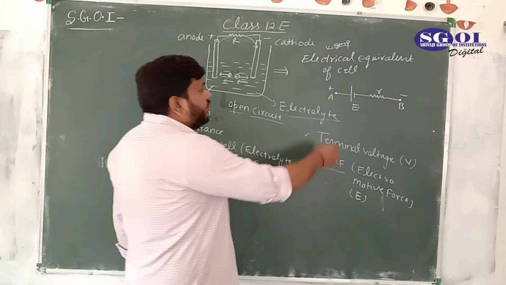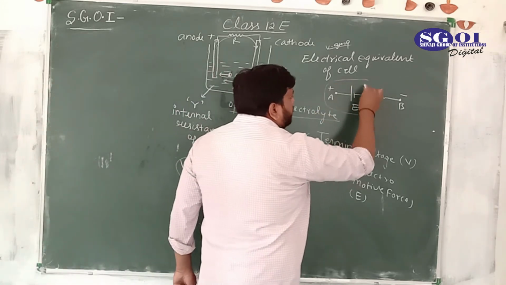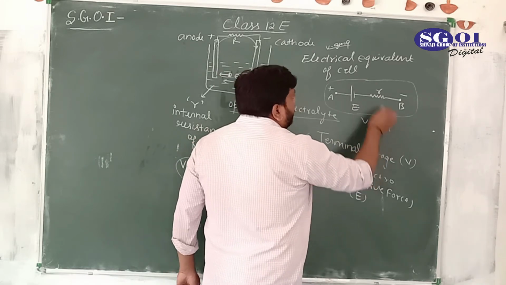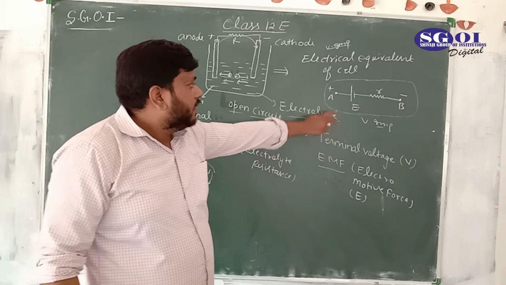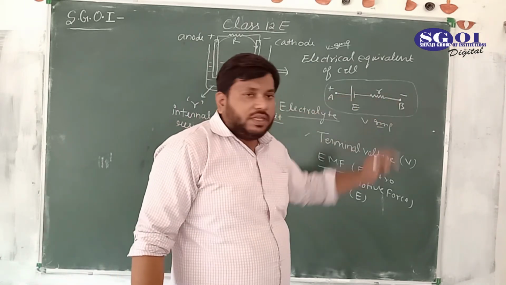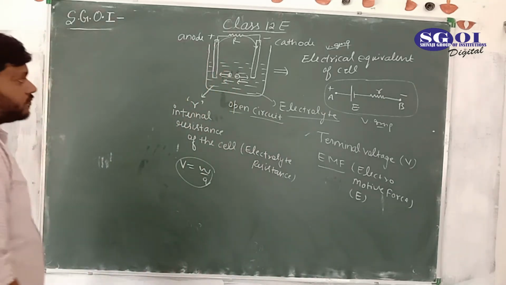So this figure you have to keep in your mind. This is a very important figure. This is the electrical equivalent of the cell: EMF of the cell, internal resistance of the cell, and these are the terminals.